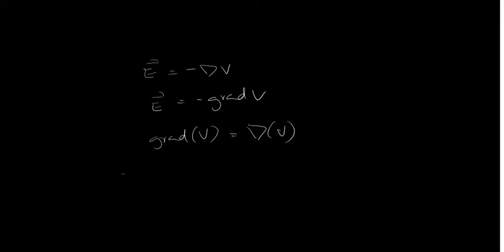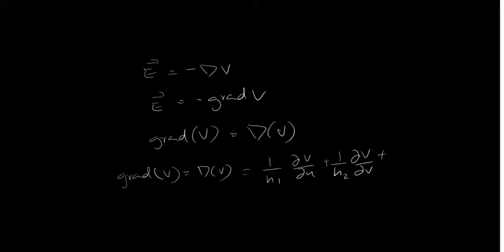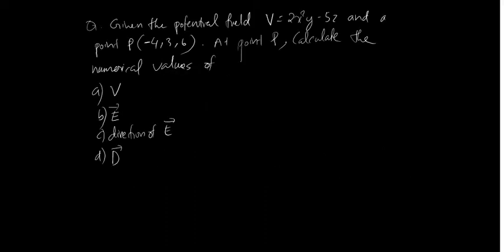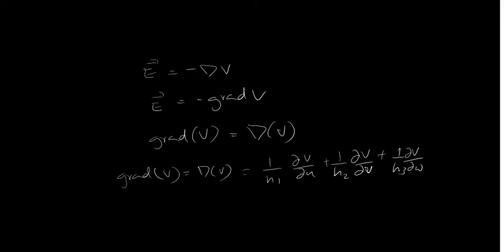Okay, so we have different coordinate systems, right? Cylindrical is there, Cartesian is there, and spherical is there. So generalizing the gradient operation, gradient of V, or del of V, is nothing but 1 by h1 dou V by dou u plus 1 by h2 dou V by dou v plus 1 by h3 dou V by dou w, right? So can you tell me, in different coordinate systems, what will be the value?